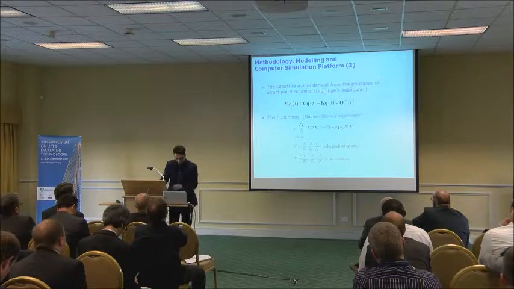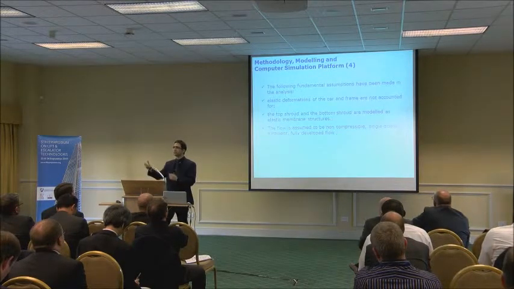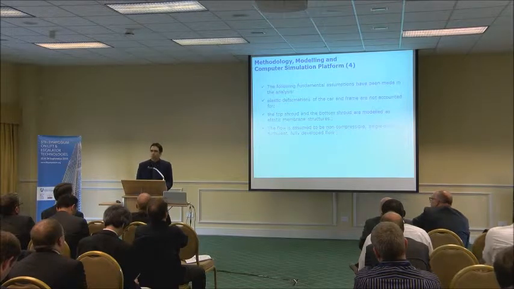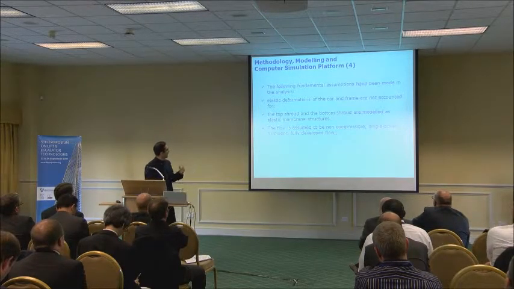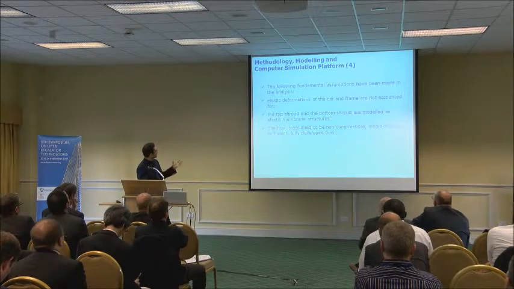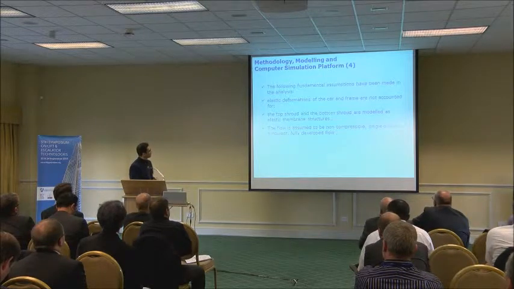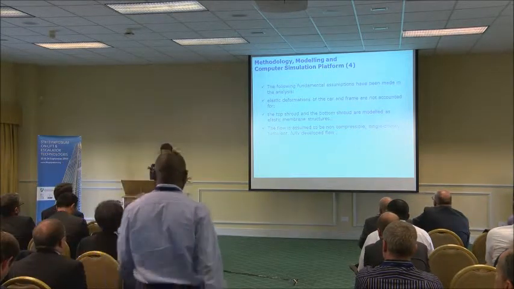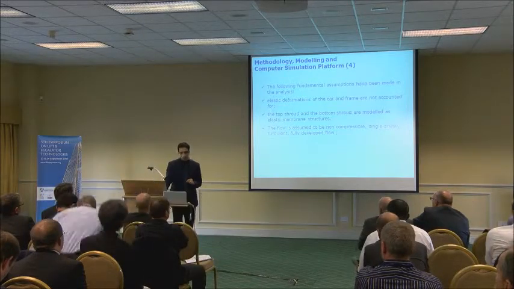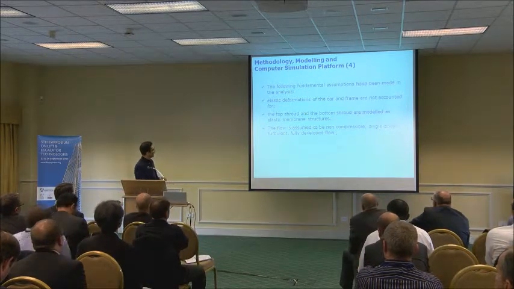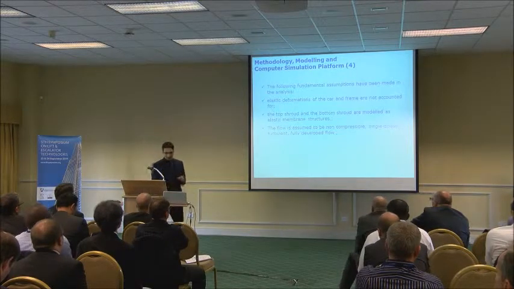It was so in the beginning, but we needed to make some assumptions. 7,000 degrees of freedom was a bit too much for us to start with, so we started to reduce some of the assumptions. One assumption is that the elastic deformation of the car and the frame is not accounted for. The top shroud and the bottom shroud will be modeled as elastic members of the structure, and the flow itself will be treated as incompressible, single-phase, turbulent, and fully developed flow.